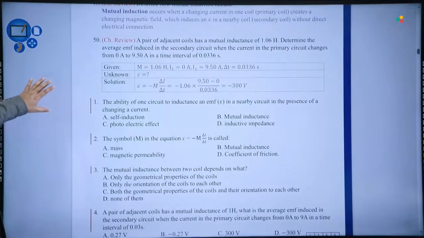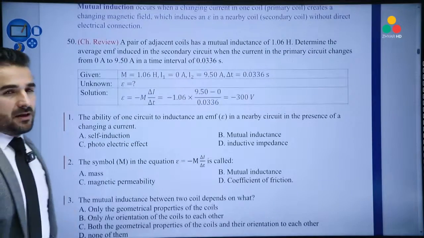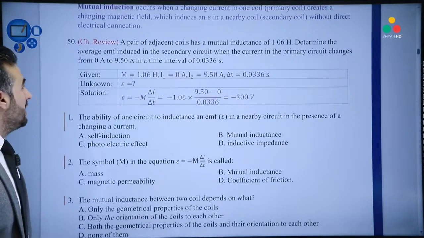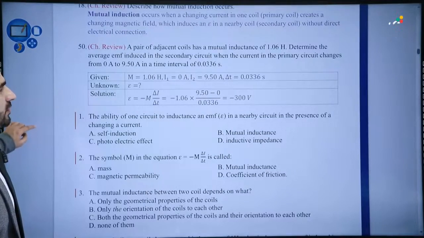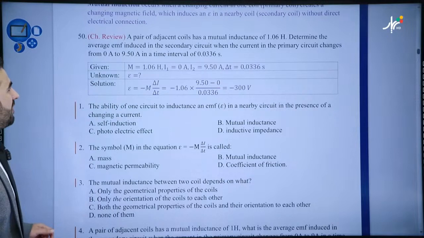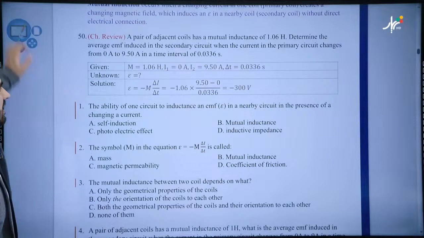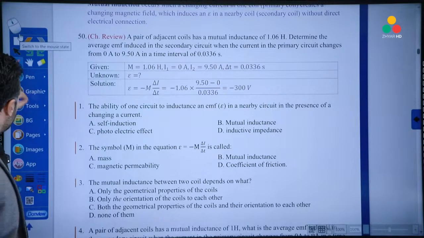Now we have a question here. It says a pair of adjacent coils has a mutual inductance of 1.06 Henry. Determine the average electromotive force induced in the secondary circuit when the current in the primary circuit changes from 0 to 9.5 ampere in a time interval of 0.0336 seconds. And of course, the idea is pretty simple here.